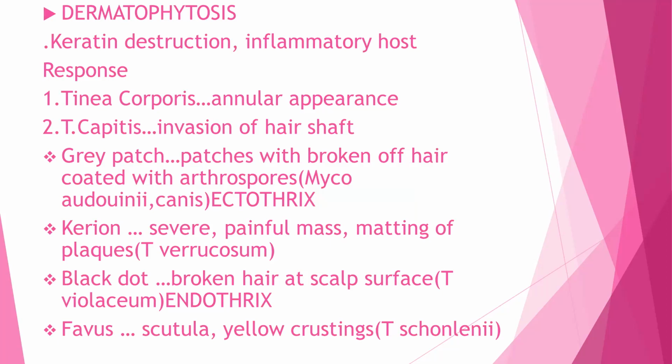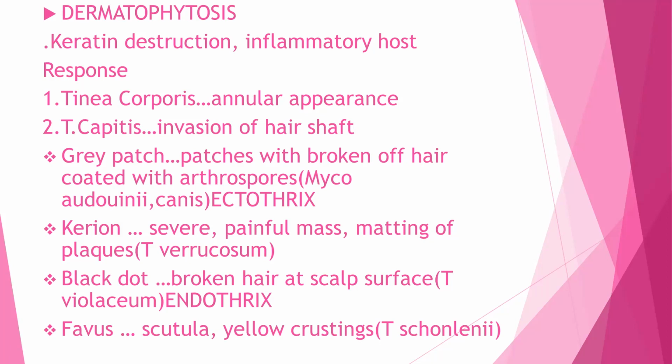Tinea capitis, invasion of the hair shaft. It has four different types. The gray patch with the broken off hair, so it's basically coated with arthrospores, and this gives it the typical appearance of the fungal infection. Then kerion, severe painful mass, matting of plaques. It basically looks like a bacterial infection. It is so matted and boggy swelling.